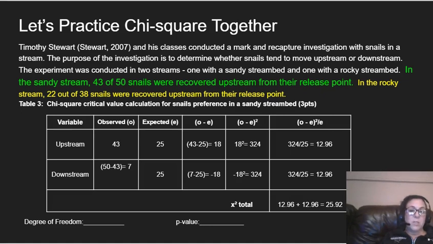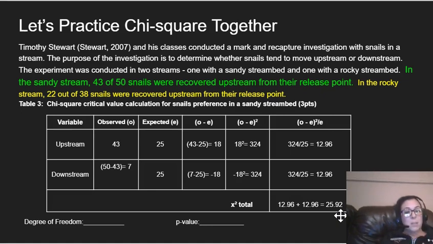And then finally, notice at the very end of that column, we have our X squared. Remember, that means chi-square. Chi-square means that we need to add all of those up at the end. So the summation of observed minus expected squared divided by expected, I just add these numbers up. 12.96 plus 12.96 gives us 25.92. That's our chi-square value. The math isn't that bad. But now what's important is understanding what that math means.